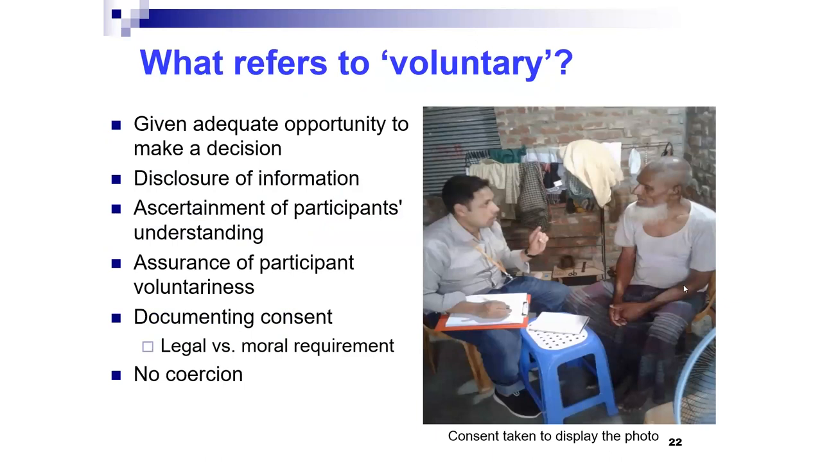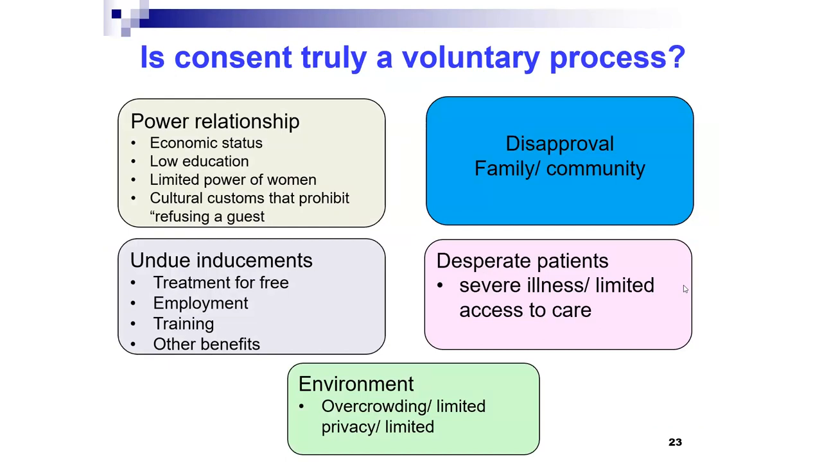As I mentioned, voluntary. It is easy to say voluntary: you disclose information, you give adequate opportunity to make a decision, you assure that the participant understood it, and they are giving consent voluntarily, not being induced by any kind of coercion or by bribe or in exchange of service or fees, reimbursement. But is it easy? Next slide, please. Is it a voluntary process?